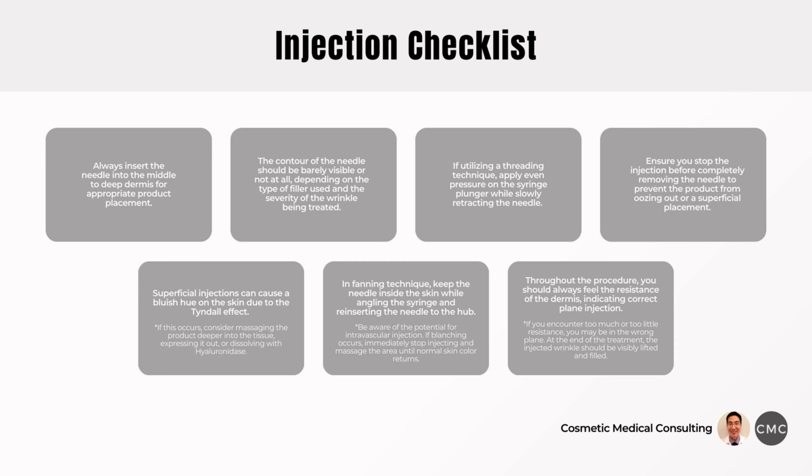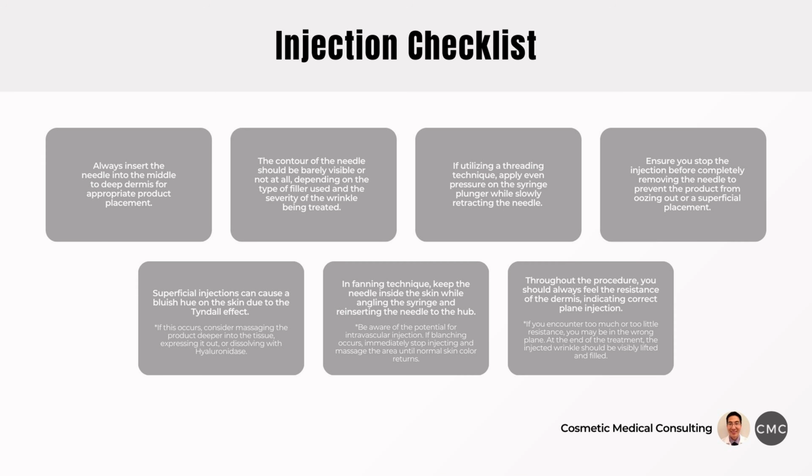If utilizing a threading technique, apply even pressure on the syringe plunger while slowly retracting the needle. Ensure you stop the injection before completely removing the needle to prevent the product from oozing out. Superficial injection can cause a bluish hue on the skin due to the Tyndall effect. If this occurs, consider massaging the product deeper into the tissue, expressing it out, or dissolving with hyaluronidase.